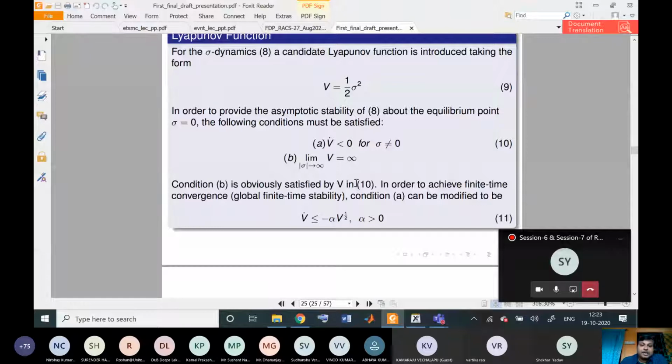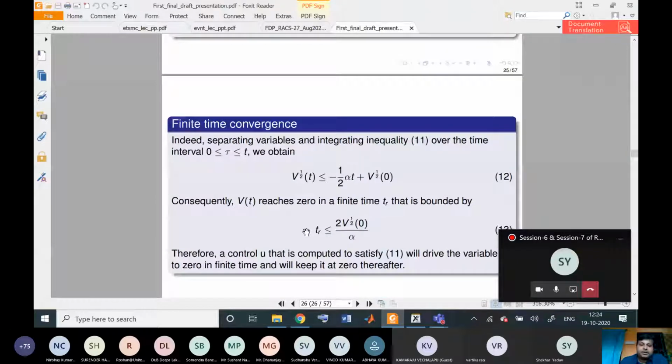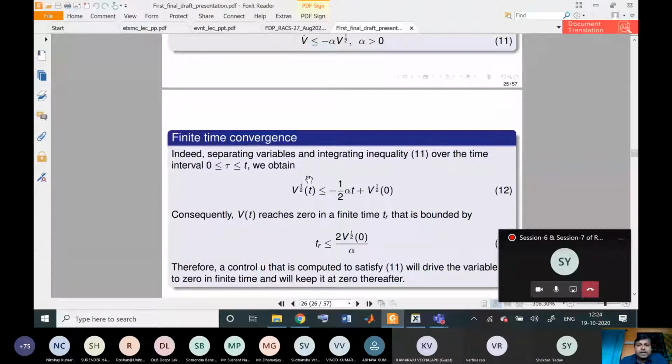So it has been shown that if we are able to prove that the time derivative of V is less than or equal to minus alpha V to the power half, then we can always calculate a time by which we can reach the sliding surface, that is, sigma equal to 0. So to find out the stability, V equal to half sigma square, we have calculated V dot.